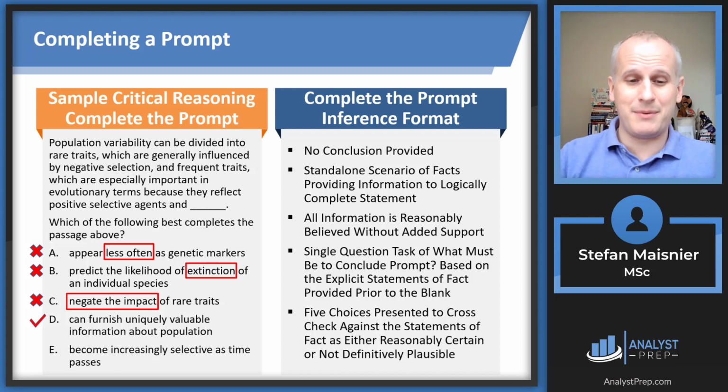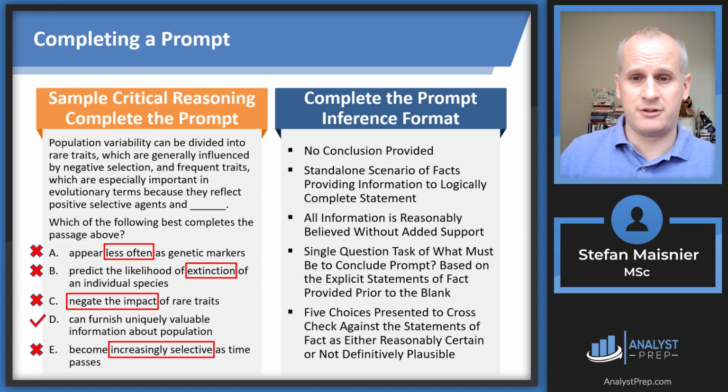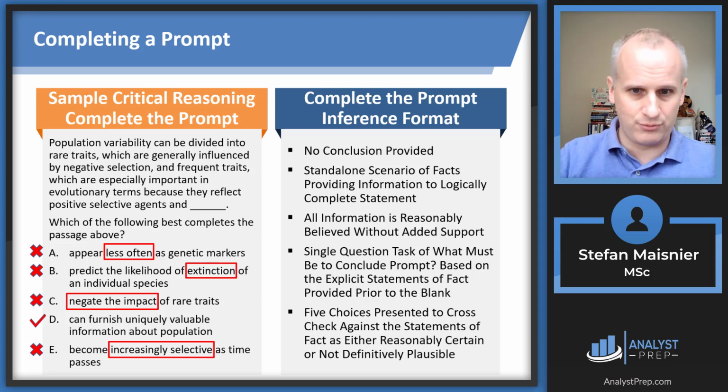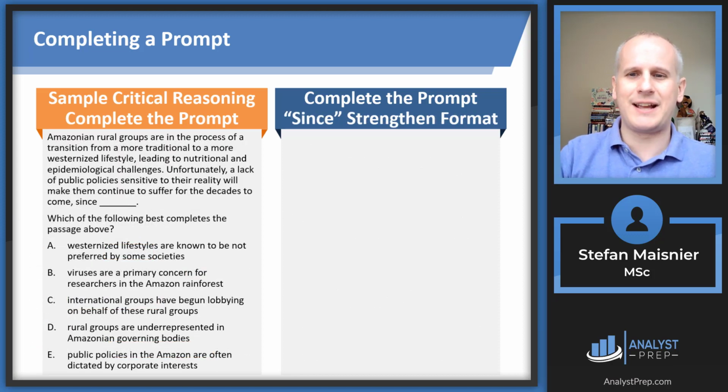Then choice E, become increasingly selective as time passes. There's no information about the passage of time nor the change in selectivity of these traits, so we can eliminate it for being something that, again, is possible but not certain. And you can see we're not going to be able to predict what comes out of choice D, but we just have to find something that is reasonably certain based solely on the information in the paragraph. So now we'll take a look at what is often known as a since strengthen complete the prompt.